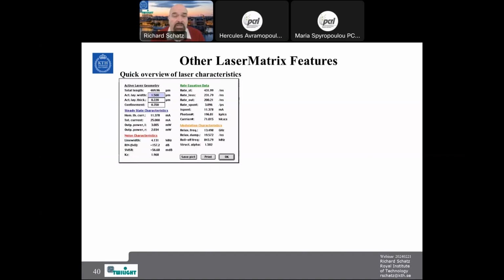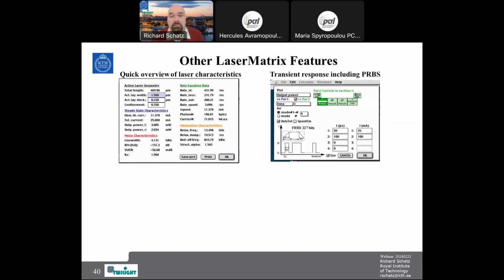Another feature is that you can quickly get information about the laser at the current bias point: what is the threshold current density, threshold current and output power, and the noise and the rate equation parameters at the present bias point. You can do transient response. You can have different kinds of current pulses in. You can have PRBS, either on-off keying or PAM-4 signals into your laser, large signal.